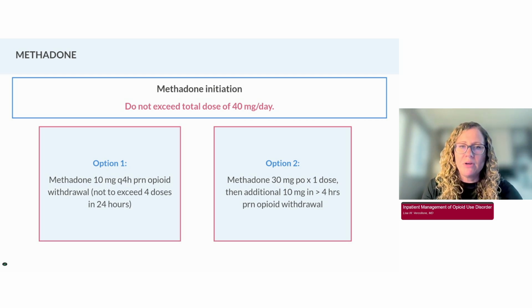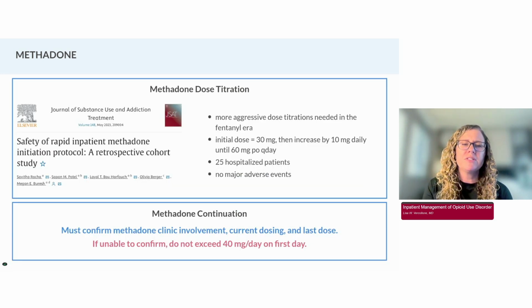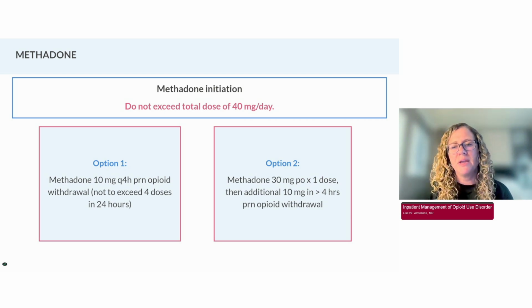So when we do initiate methadone, we do not want to exceed an initial dose of 40 milligrams in the first 24 hours. So again, there's option number 1, we can give 10 milligrams every 4 hours as needed, but not exceeding 40 milligrams in the first 24 hours. Or option 2, we can give 30 milligrams and then reassess in 4 or more hours to see whether or not the patient will need an additional 10 milligrams. In the setting of fentanyl use disorder, almost every patient is going to require that additional 10 milligrams. So for the most part, option number 2 is really the option that we tend to use most frequently.